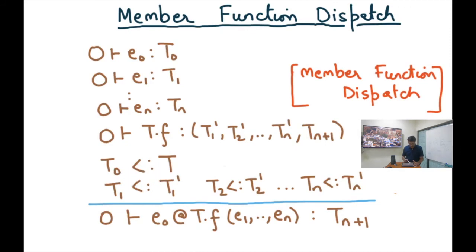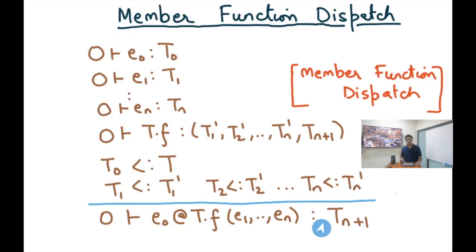Similarly, just like our regular function dispatch, the types of E1 dot En need to be subtypes of T1 prime, T2 prime dot Tn prime respectively. So T1 needs to be a subtype of T1 prime, T2 needs to be a subtype of T2 prime, and so on. Tn needs to be a subtype of Tn prime. And if all these hypotheses or conditions are satisfied, then under the same environment O, E0 at T dot f of E1 dot En has type Tn plus 1.